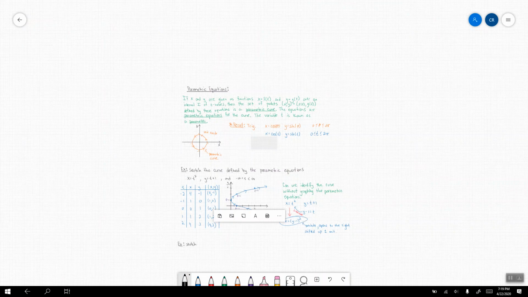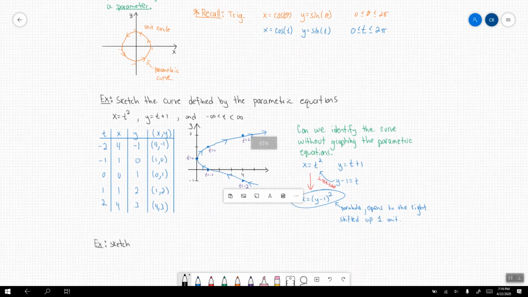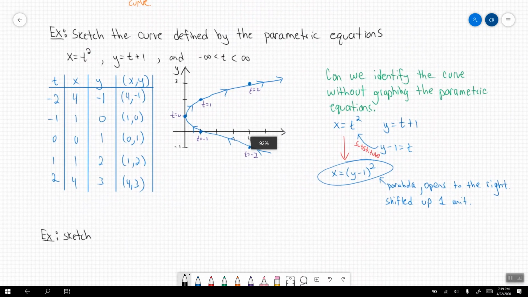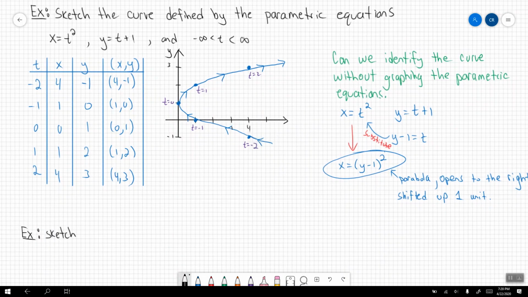Sketch. Wow. No, that is not what I want. All right, so here we go.